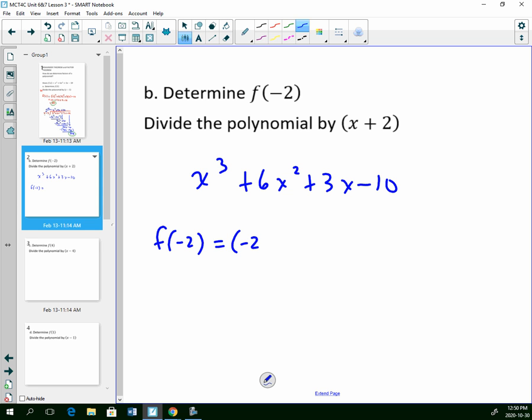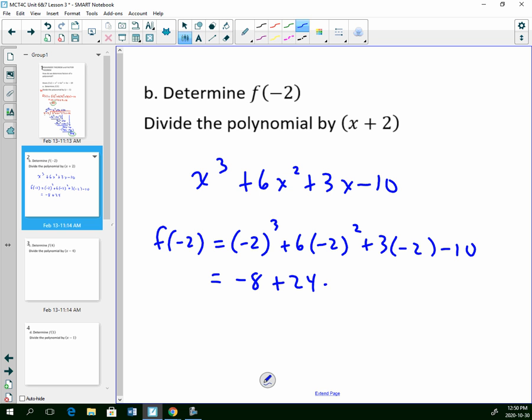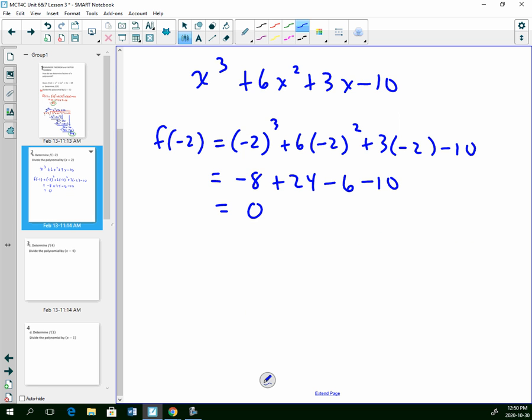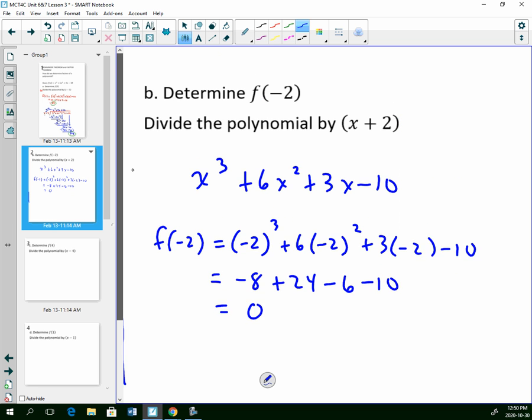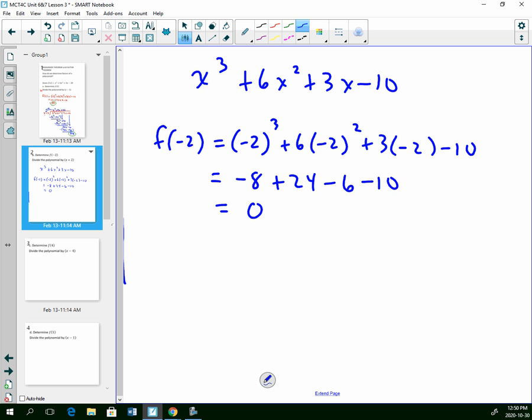So we'll put in negative 2 for each x. And let's see what we end up with. So that's negative 8. Negative 2 squared is 4. 4 sixes are 24. Minus 6 minus 10. And if we add all that up, we end up with 0. Okay, and then we're going to divide by x plus 2.